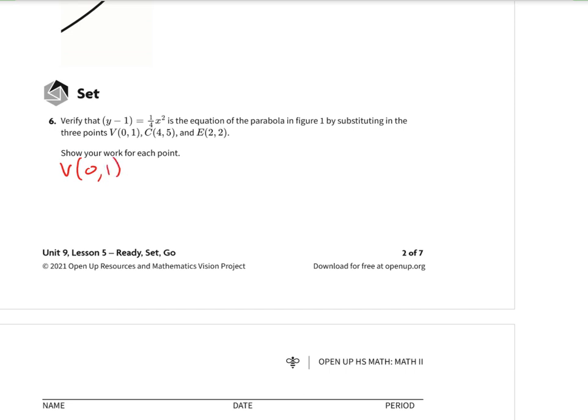So (0, 1). If I plug in 0 for x, I want to get the same value for y. So I'm going to plug in 1 for y. That gives me 1 minus 1 is equal to 1/4 times 0 squared. So this is 0 equals 0. That checks out. The next point we want to do is C(4,5).